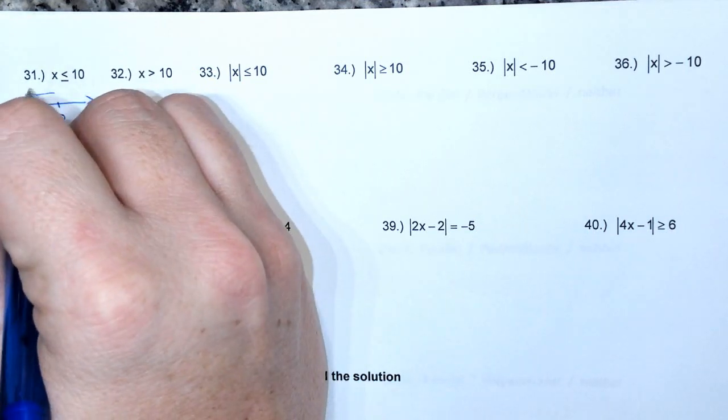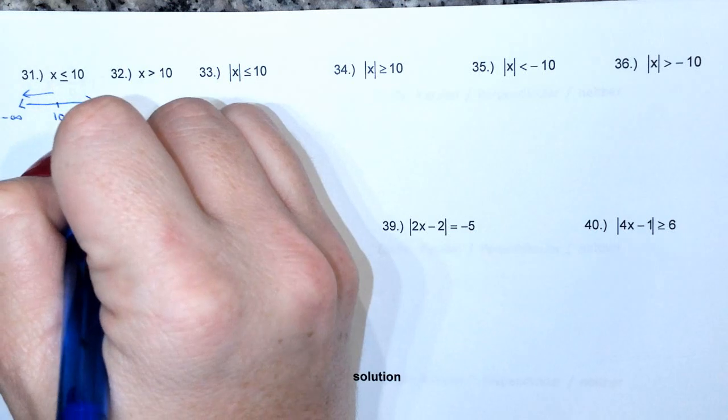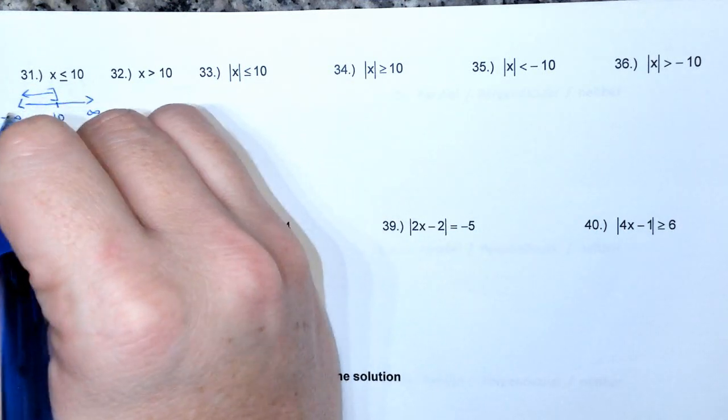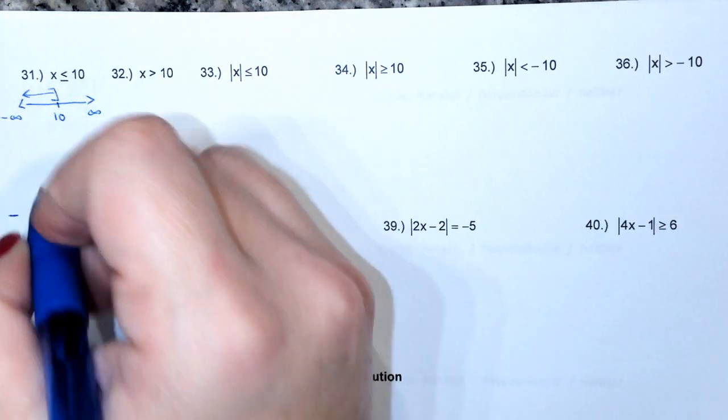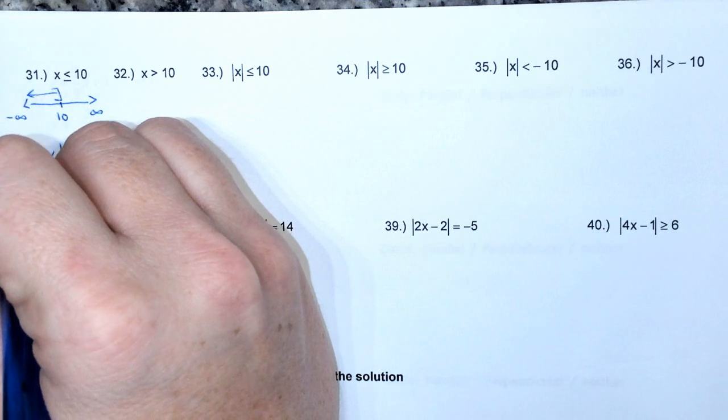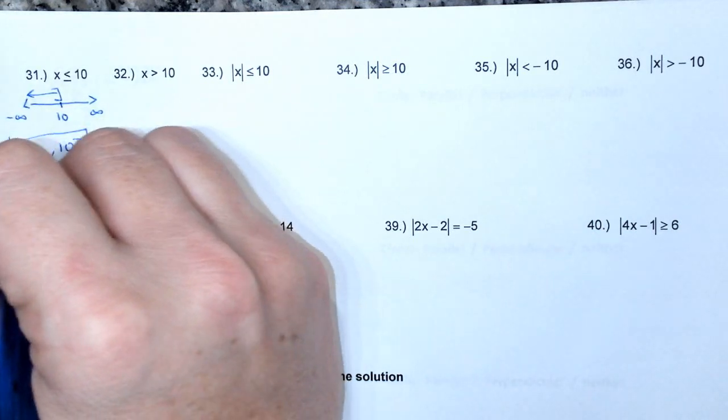Less is to the left, and remember, negative infinity, positive infinity, and it's equal to, so it gets a square bracket. So again, you read it farthest left to right. So this goes negative infinity, and then it stops at 10 with a square bracket. And remember, infinity always gets a parentheses.